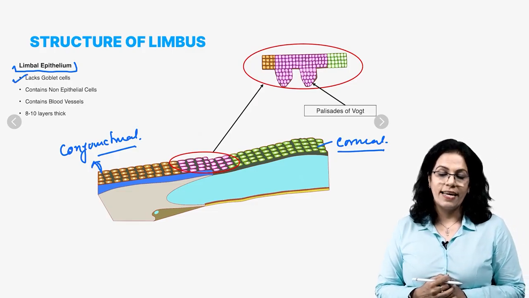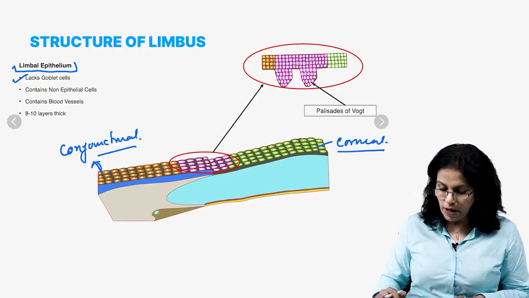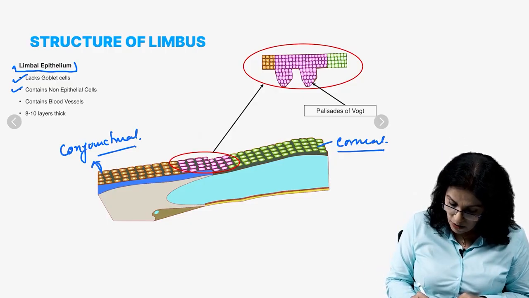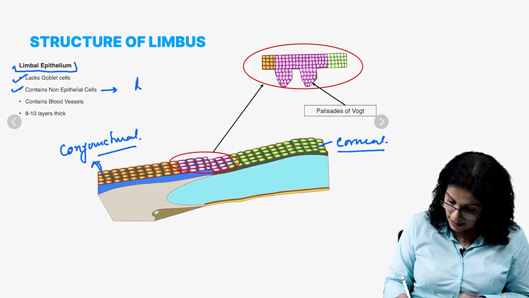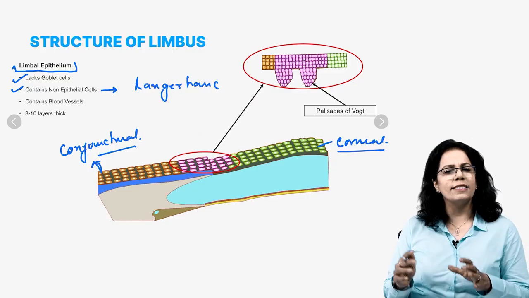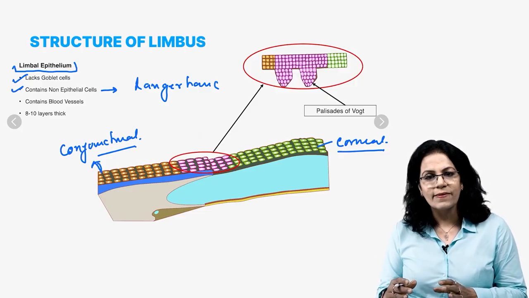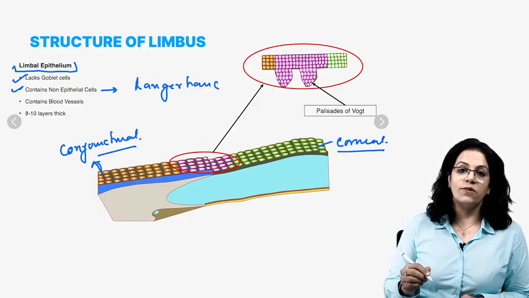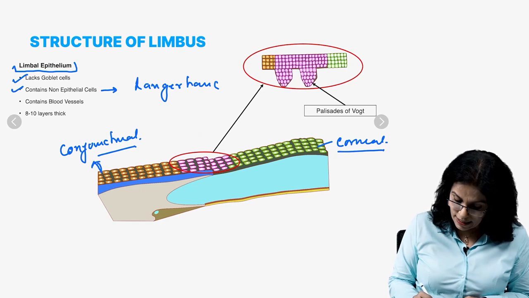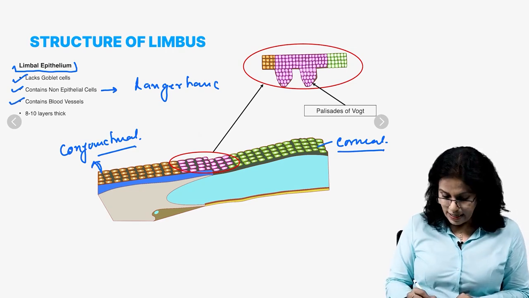We will note this. Secondly, apart from the epithelial layer, it has non-epithelial cells. Let's learn one, like Langerhans cells. We can't go too much into detail. It's not needed at our level, but this much we should know. And this one will contain, as you all know, limbal capillaries, so it contains blood vessels. And it is 8 to 10 layers thick. Correct? So it's easy, not very difficult.